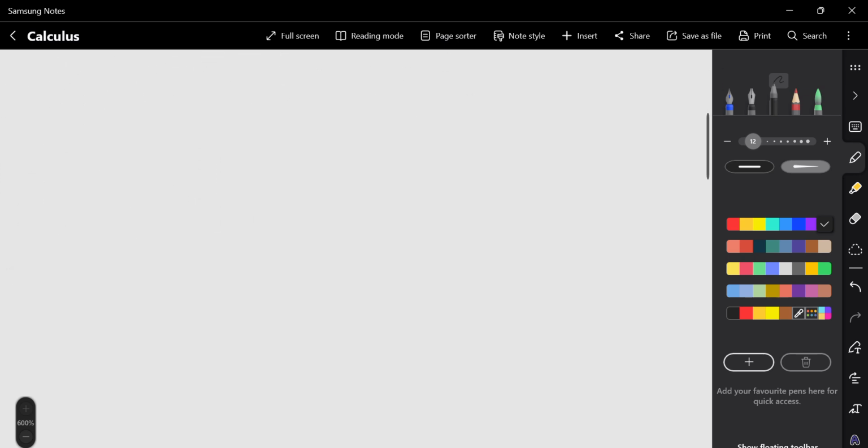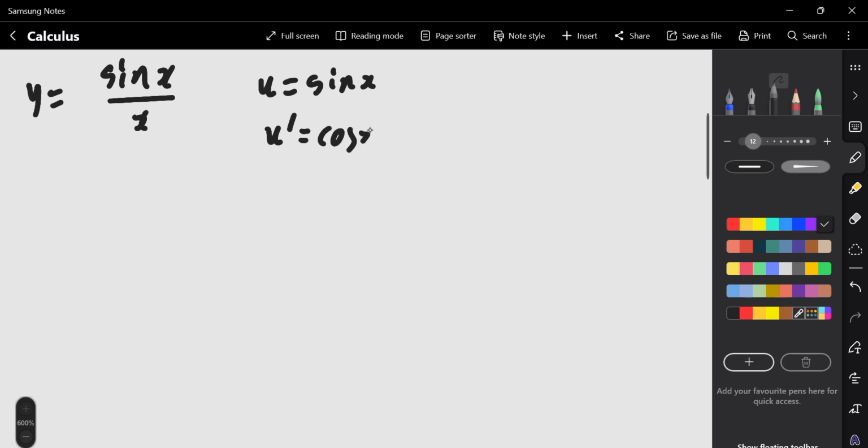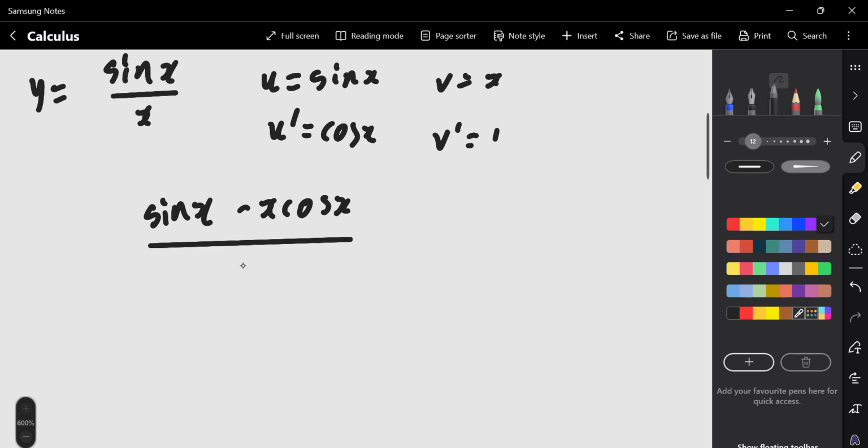Let's do one more example. Let's go for y equals sine x over x. Okay. Apply your formula. u equals sine x. u prime equals cos x. v equals x. v prime equals 1. u v prime, so we're going to have sine x minus v u prime, minus x cos x, all over v squared, which is just going to be x squared. Bang. That's y prime. Okay.